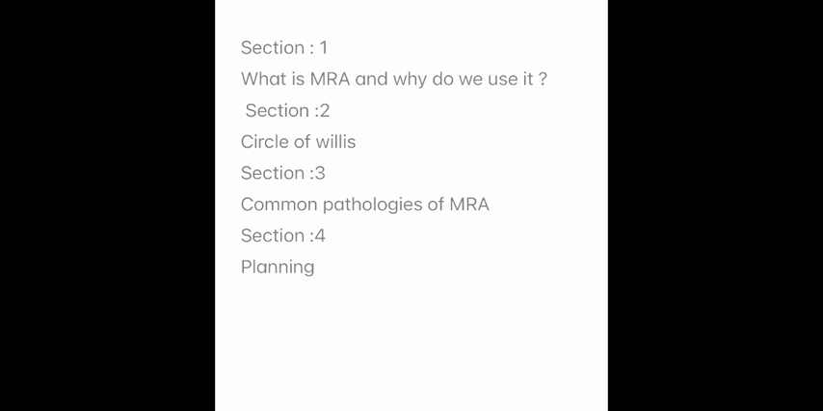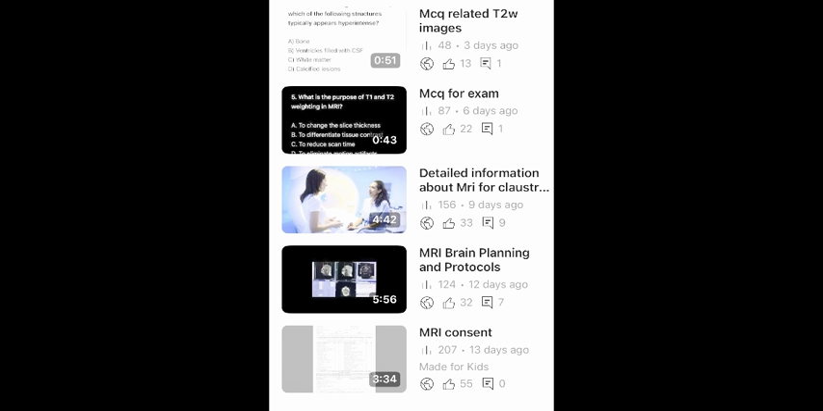Then come to section 4, which is related to the planning of the TOF sequence. Before starting the planning of MRA, we must have knowledge about the contraindications of MRA brain, patient preparation and consent sign. I already made a video on the contraindications, patient preparation and consent sign. You can watch it in my previous videos.